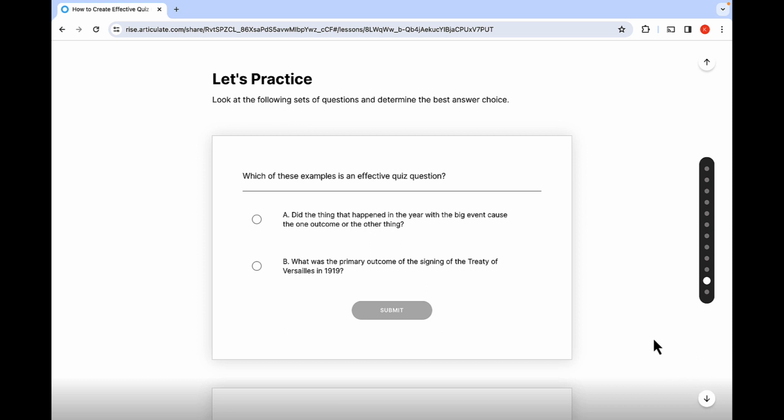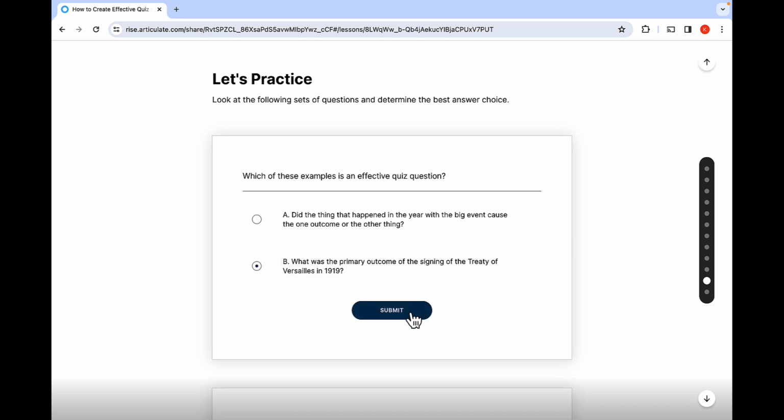Now let's practice. Look at the following sets of questions and determine the best answer choice. Which of these examples is an effective quiz question? A. Did the thing that happened in the year with the big event cause the one outcome or the other? Or B. What is the primary outcome of the Treaty of Versailles in 1919?